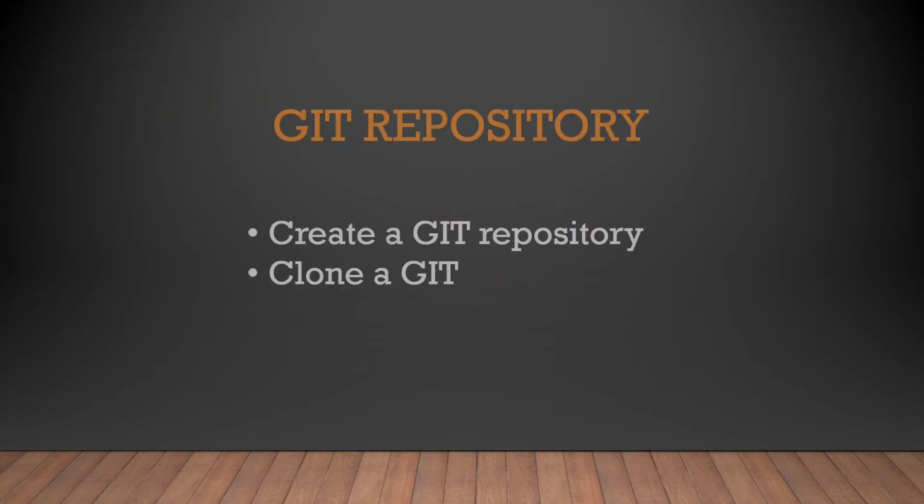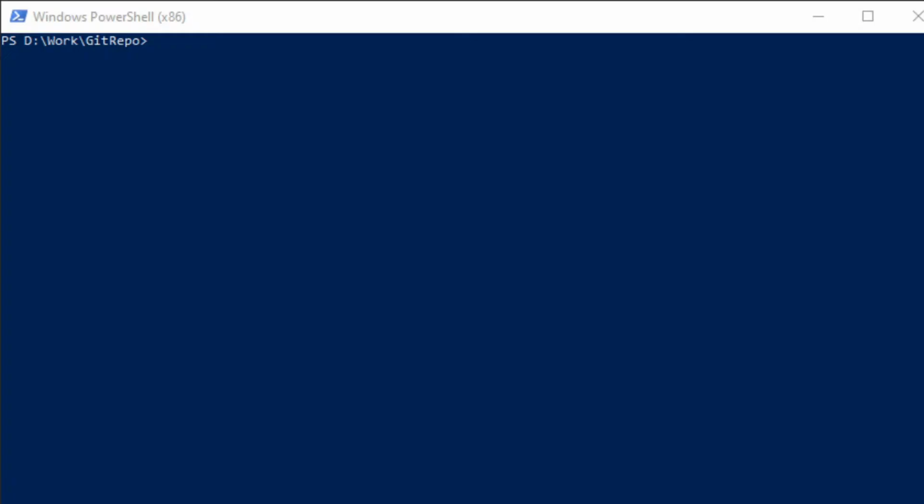In this screencast, you will learn to create and clone a Git repository via the command line as well as by using a graphic user interface based client. Let's start with the command line. Since I'm on a Windows machine, I will be using the PowerShell terminal. We can also use the command line window, or if you're on a Mac or a Linux machine, you can use the terminal window on that machine.